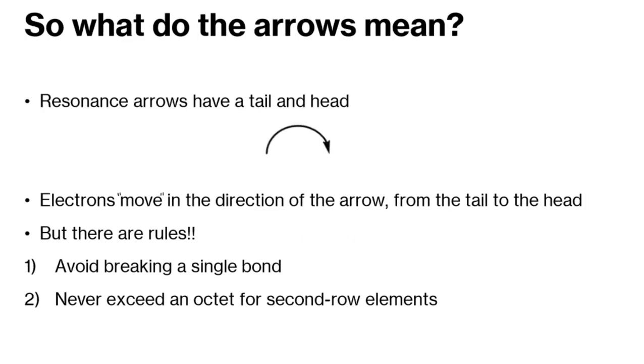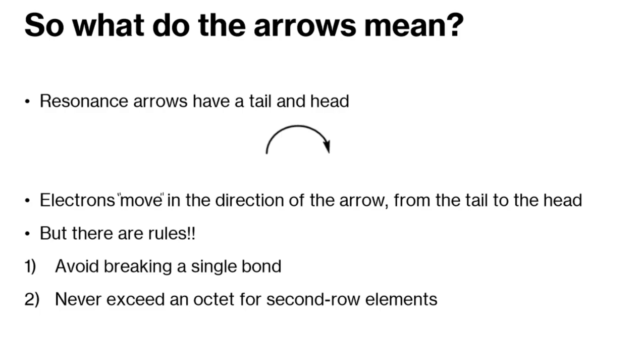While we just talked about how the electrons are not actually moving in a flip-flopping sense, for practical purposes, we do use resonance arrows to indicate how you should position the electrons between one resonance structure and another. And there are certain patterns or rules that you need to follow in order to practically know how to draw the resonance structures. Resonance arrows have a tail and a head, with the electrons moving from the tail to the head. And there are a couple of important rules for what you cannot do when you're drawing resonance structures.